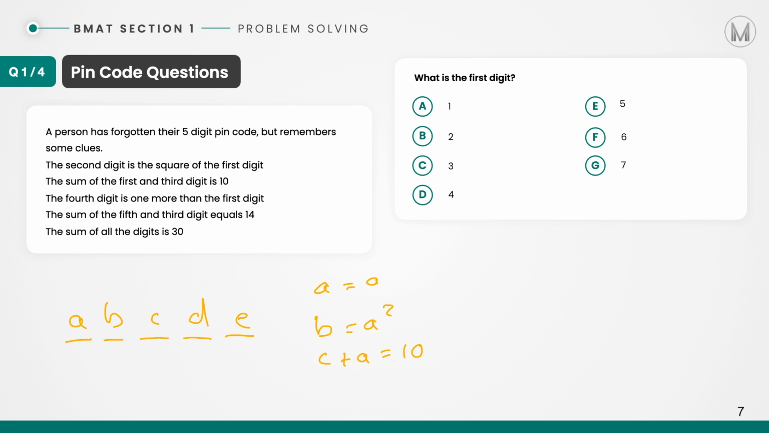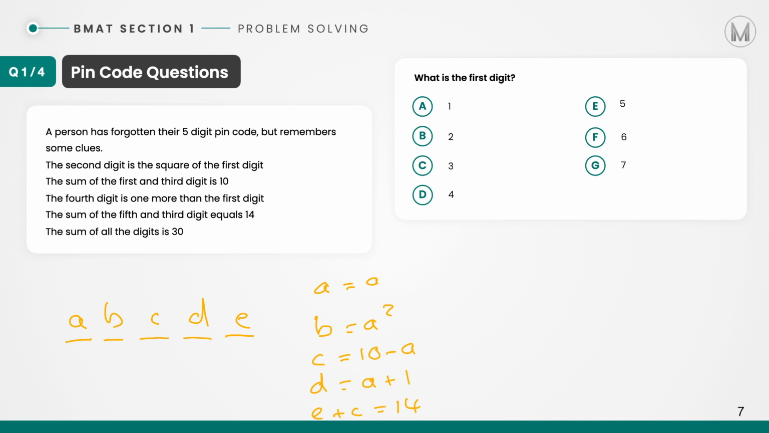Now at this stage, I'm just going to rewrite that so that it's in terms of C in order to keep us clear. So if we just undo that, we know that C is equal to 10 minus the first digit A. D, well, we know that the fourth digit is one more than the first digit, so that's A plus 1. And then finally, E, we know that the sum of the fifth and third digit equals 14. So E plus C is equal to 14.